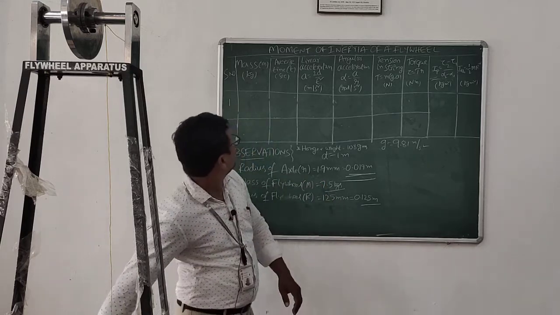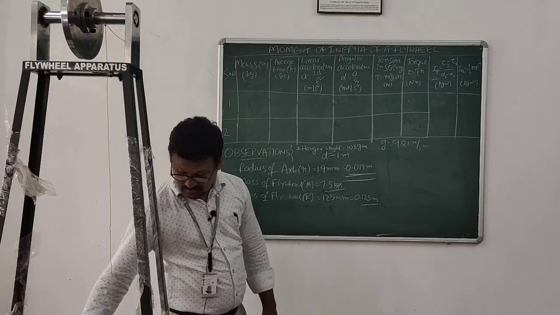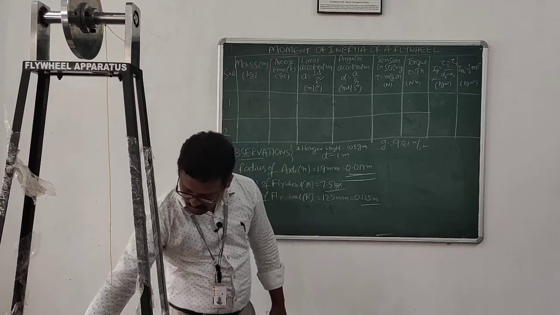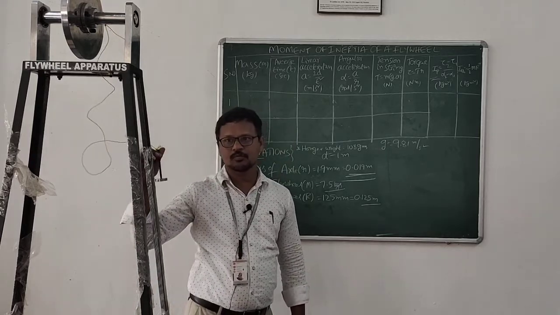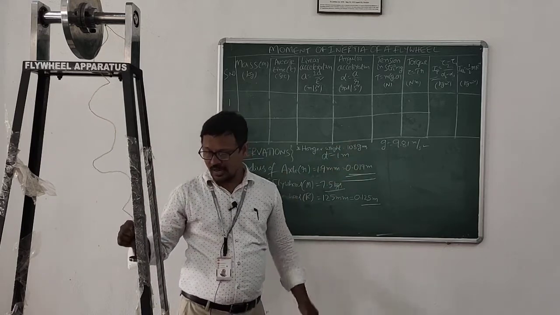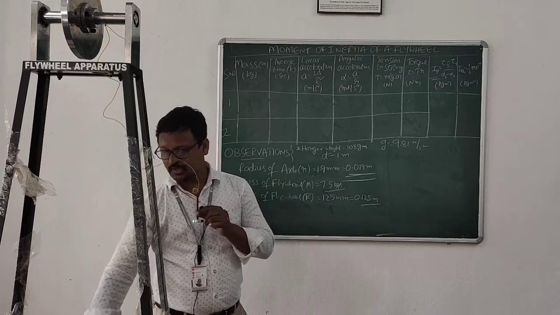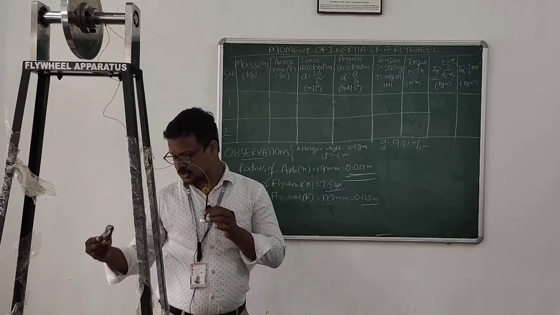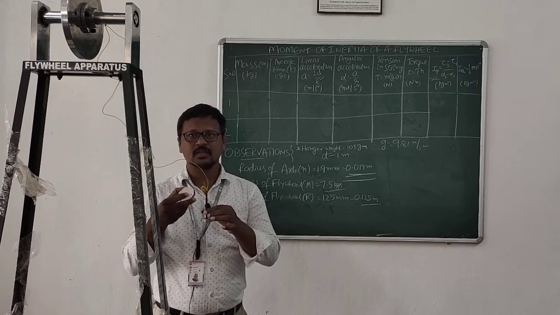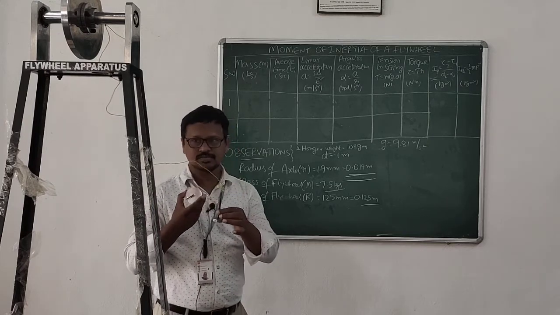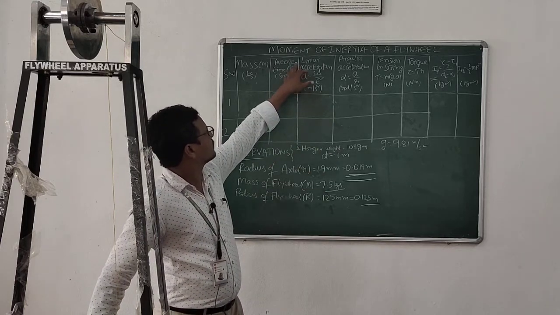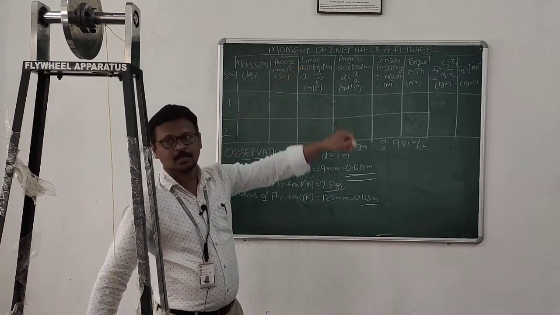Now these are in grams, so we need to convert them into kilograms and add the hanger weight also. The hanger weight is 108 grams. You add the hanger weight of 108 grams to the weight which is attached to the hanger. Suppose this is 230, then the weight is 230 plus 108. That's simple.